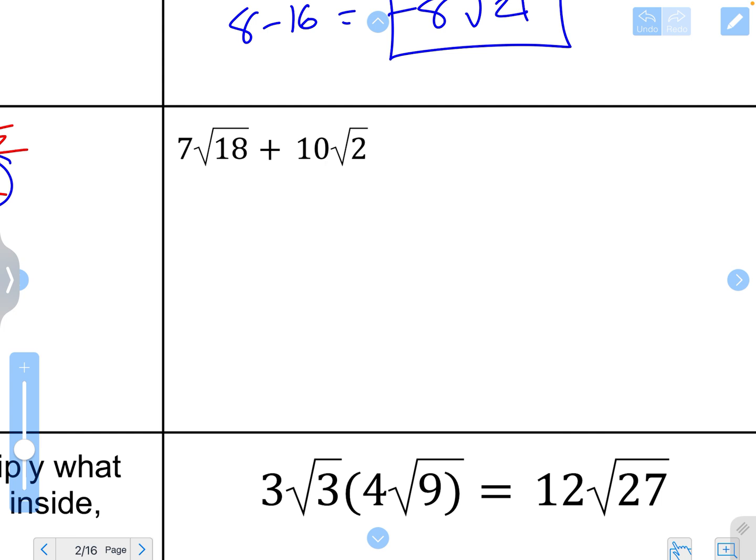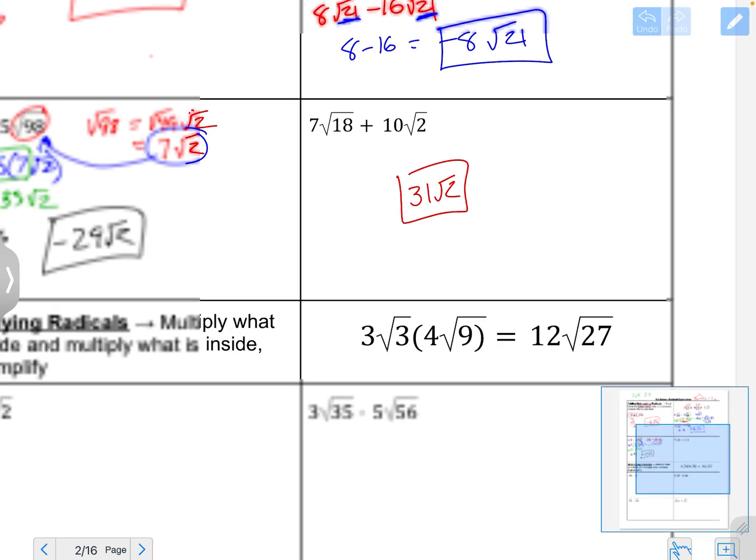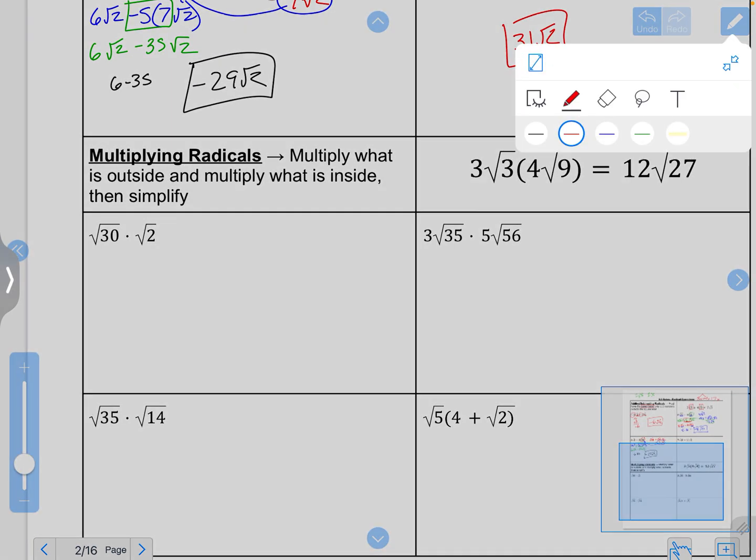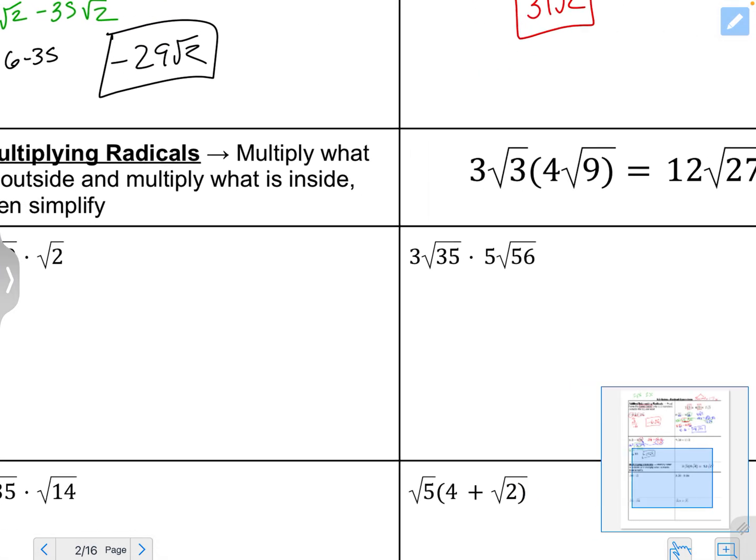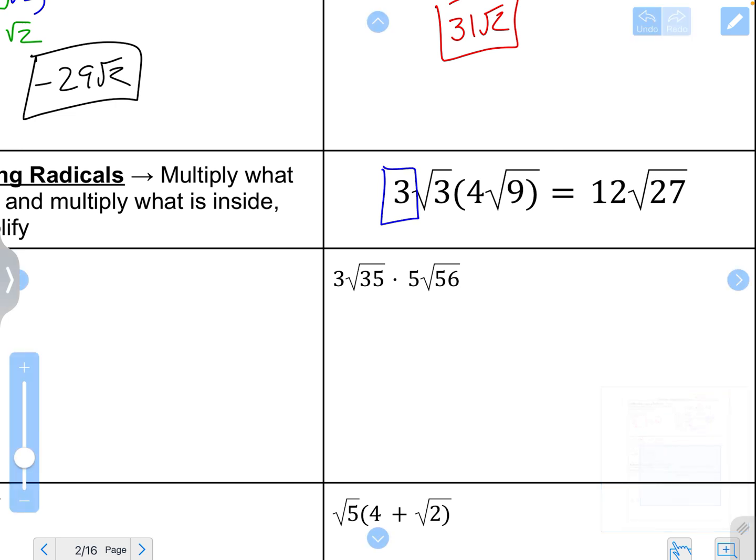There we go. And so your final answer to this one should be 331 square root of 2. All right, so when we multiply radicals, we're going to multiply the whole number outside the radical, and then we're going to multiply the number inside the radical.